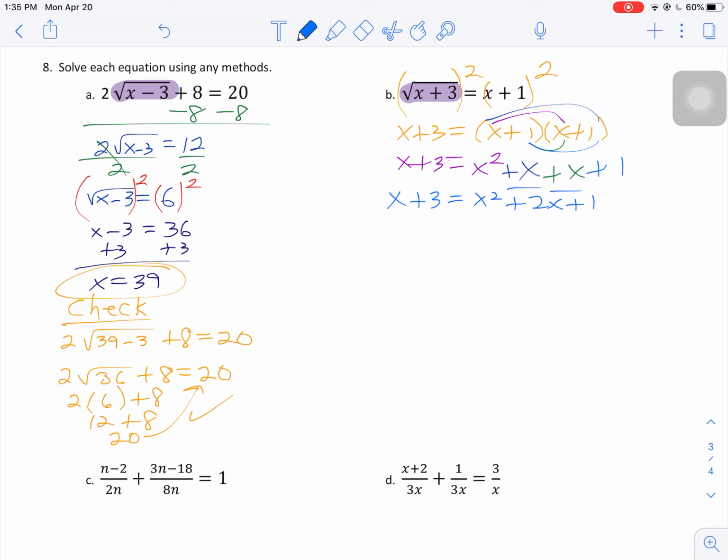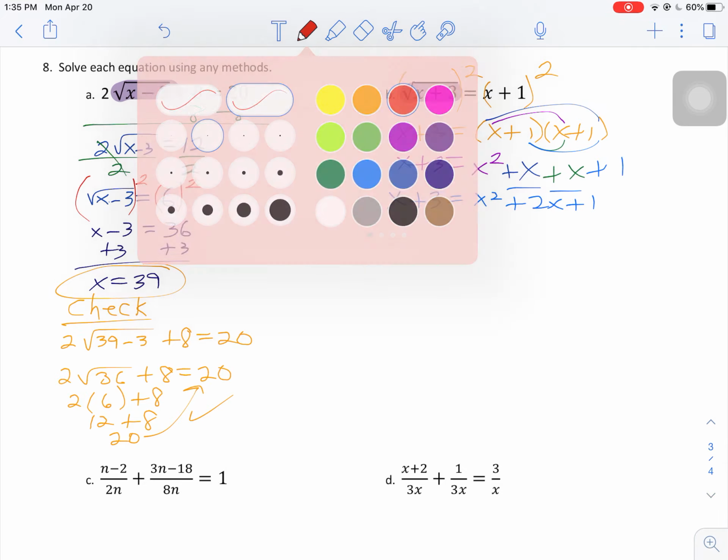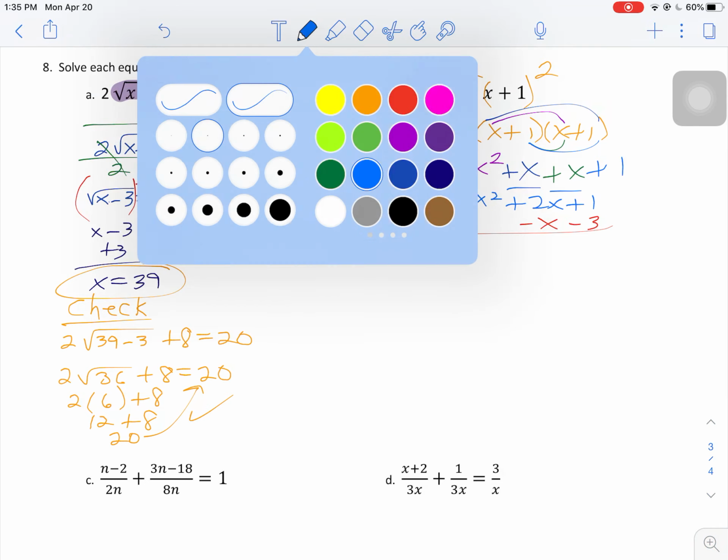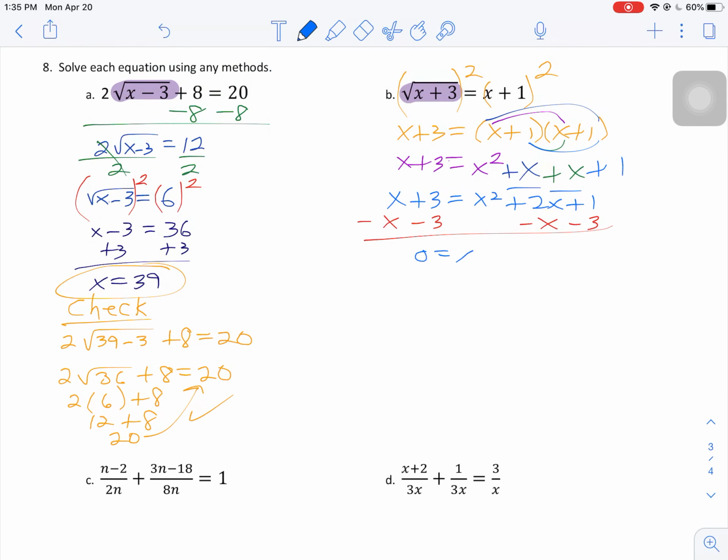And then since we have x squared terms and x terms, we want to get everything to one side. So I'm going to subtract x from both sides, and I'm going to subtract 3 from both sides to get everything on one side. So x squared plus x minus 2. Since this is a basic trinomial, I want to try to factor. So what two numbers multiply to -2 and add to +1? Should be 2 and -1.